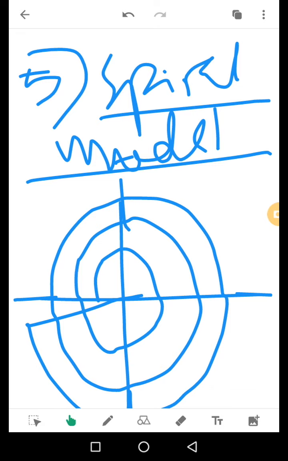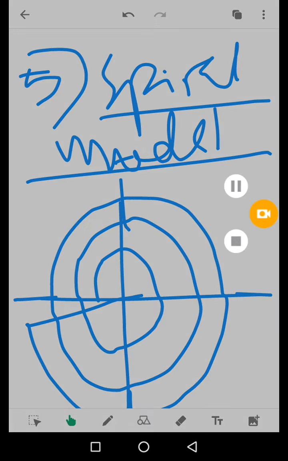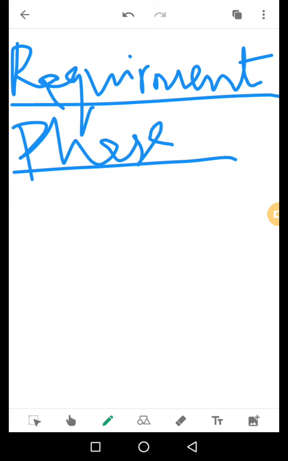Requirements phase. So let's have a look at it. So this is the requirements phase now. When we say requirement phase, we have just considered models. The ones we just considered were models. But we want to consider phases now in the software development life cycle.